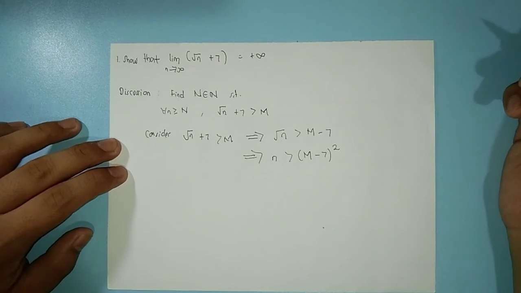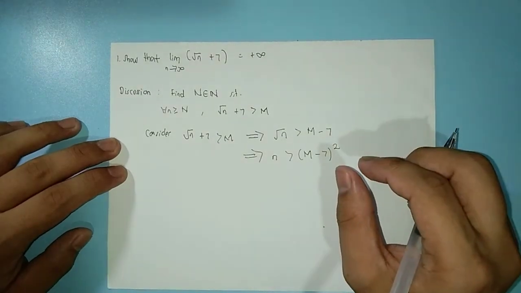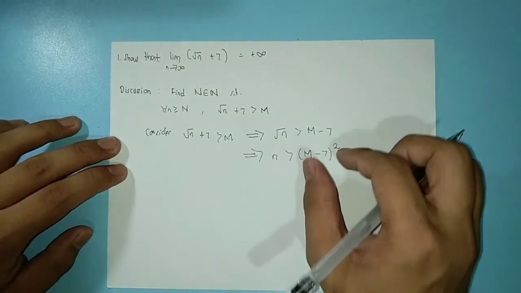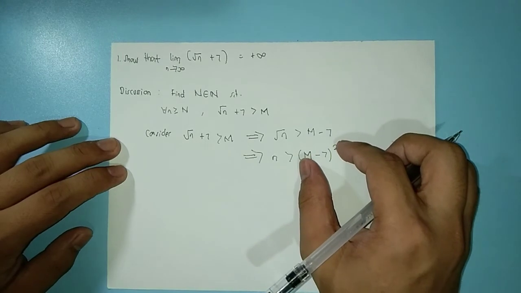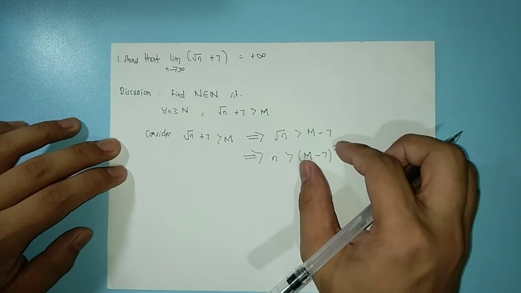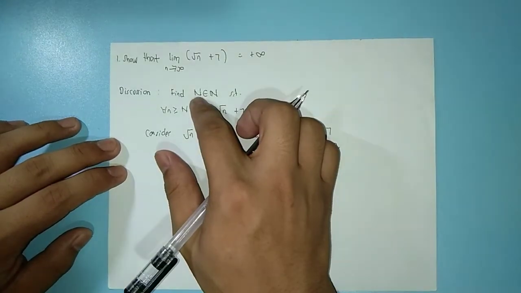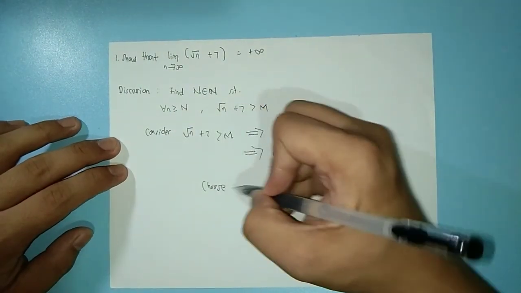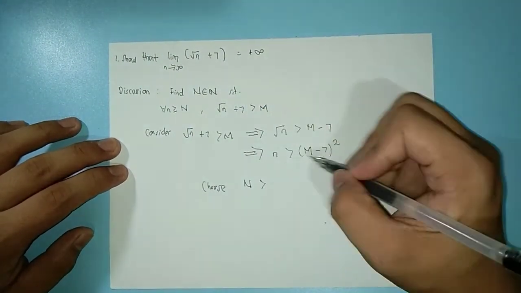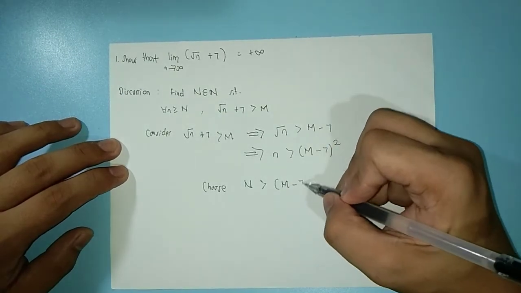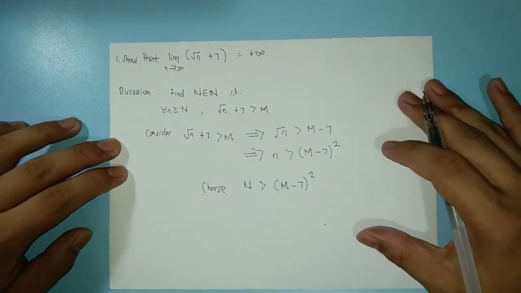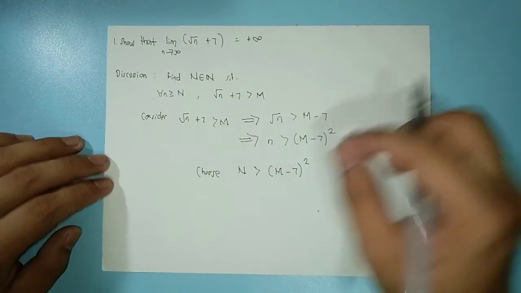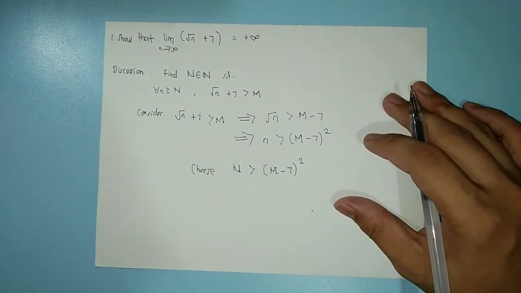Okay? Now, pwede na nating sabihin na by Archimedean property, since ito ay a real number, and according to Archimedean property, palagi daw may natural number na mas mataas sa kanya. So, let's say, yung natural number na yon ay yung n. O, yun yung nahanap natin na large n. So, i-choose n to be greater than quantity m minus 7 squared. Okay? So, proceed tayo sa formal proof.